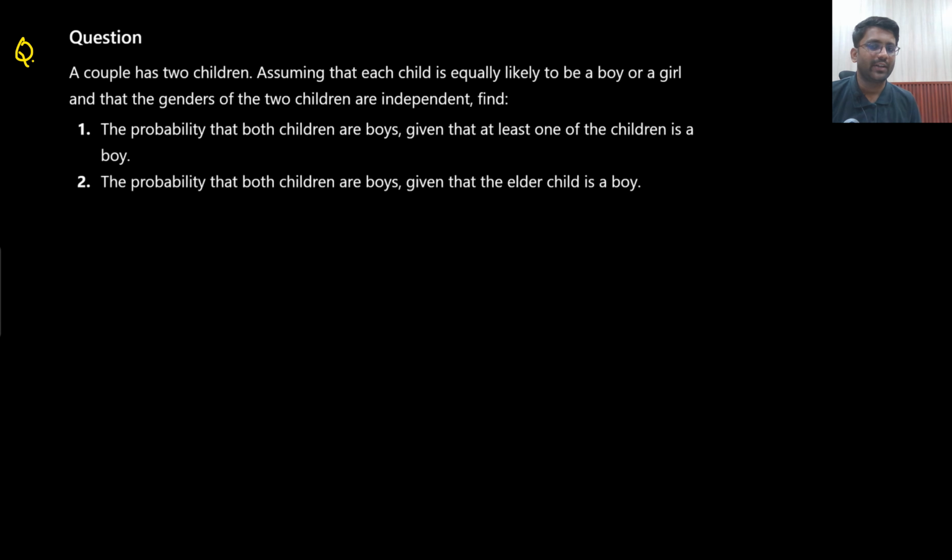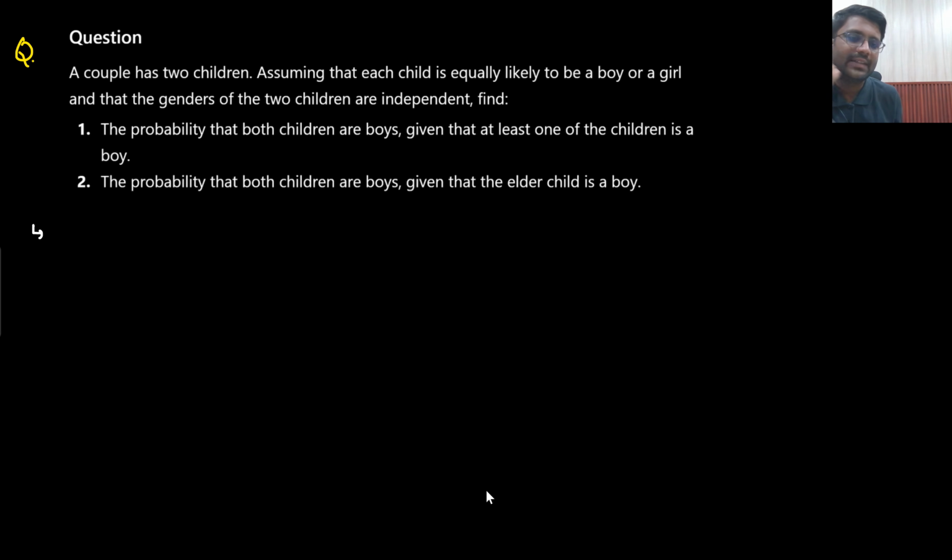A couple is having two children, assuming that each child is equally likely to be a boy or girl, and the genders of the two children are independent. Find the probability that both of the children are boys, given that at least one of the children is a boy. Then find the probability that both the children are boys, given that the elder child is a boy.